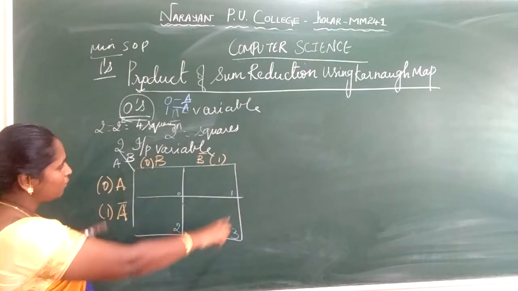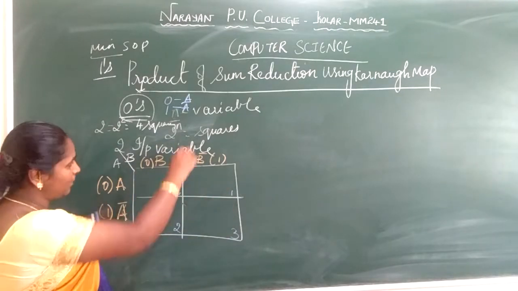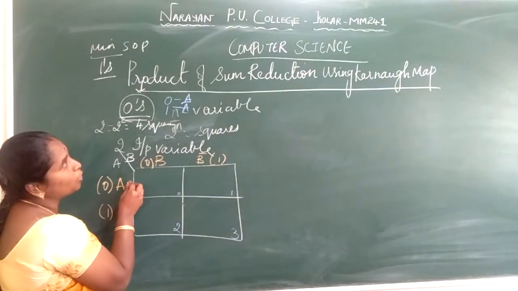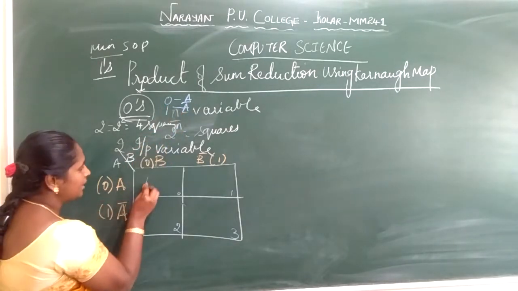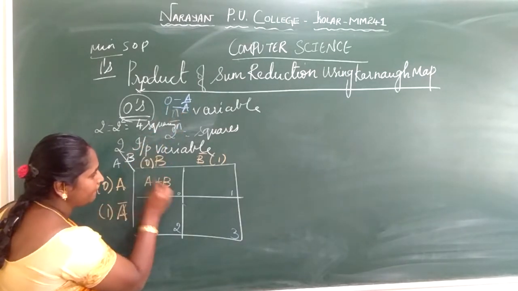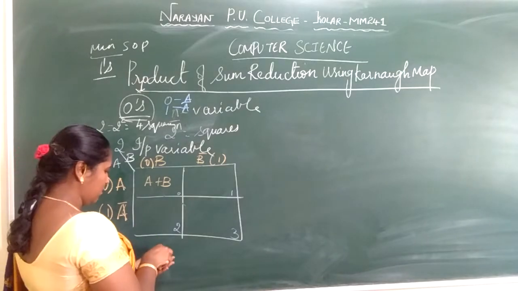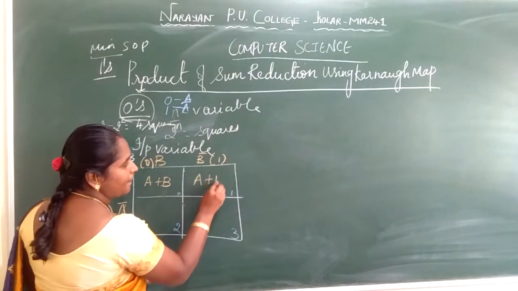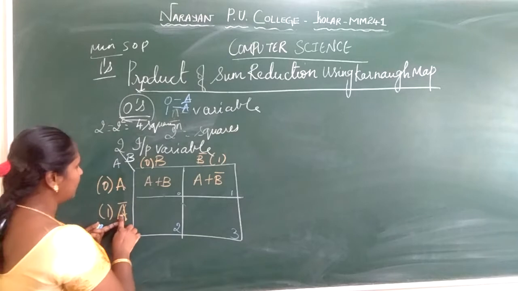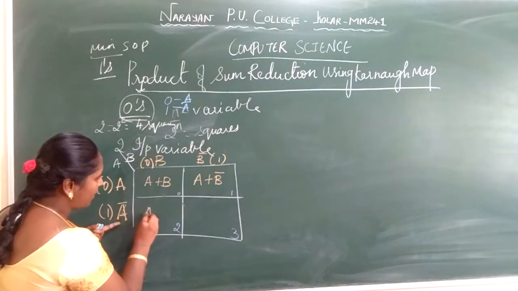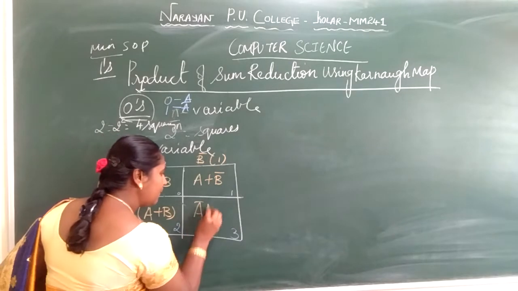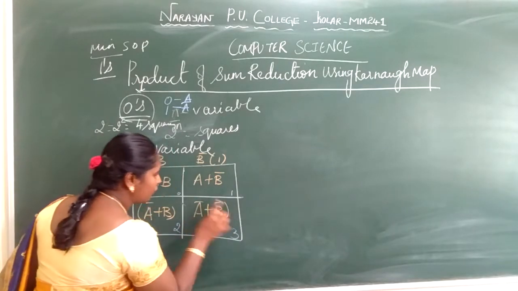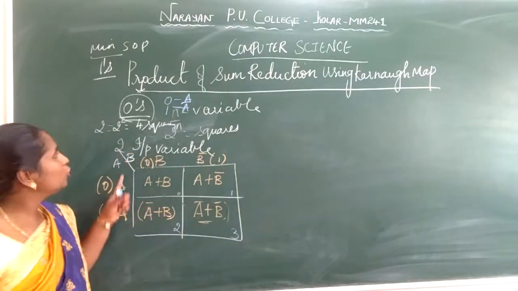So this is for 2 input variables. Since it is a product of sum, you are going to form sum terms. That is, sum term A plus B. Here you take A plus B bar. Next, A bar plus B. Next, A bar plus B bar. This is for your 2 input variables.